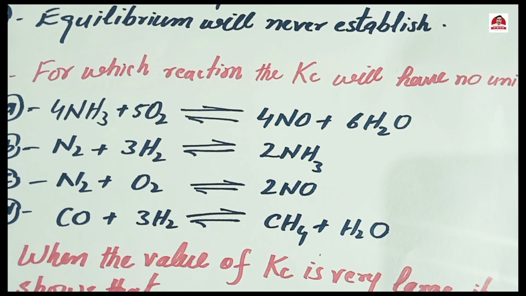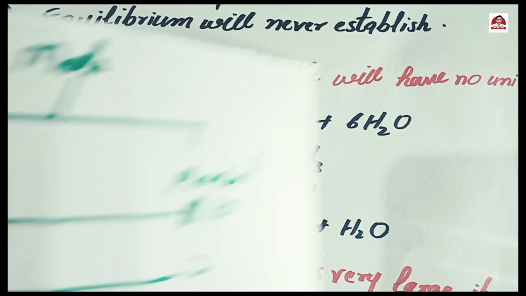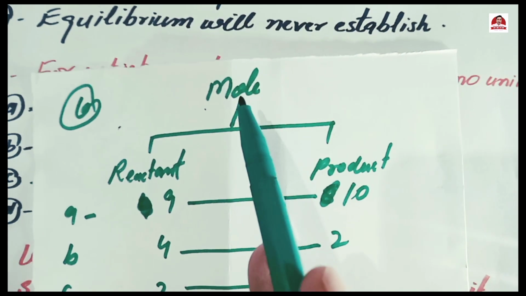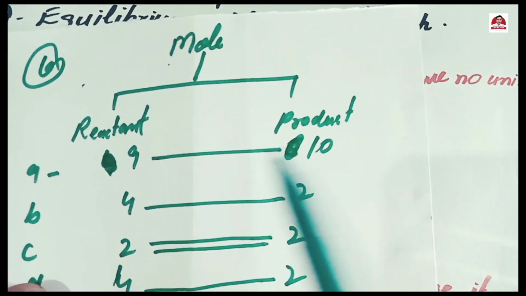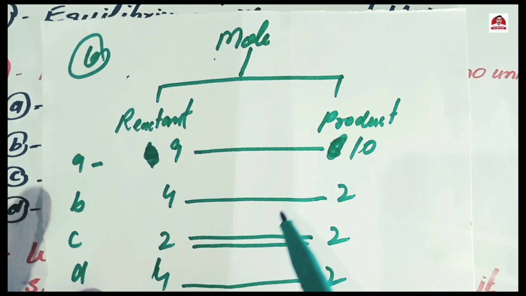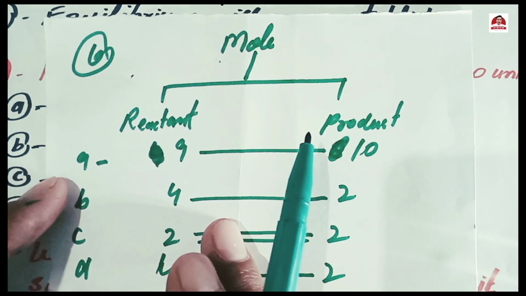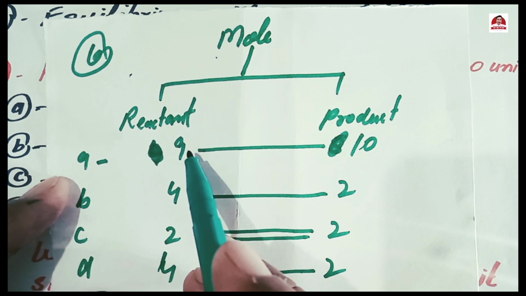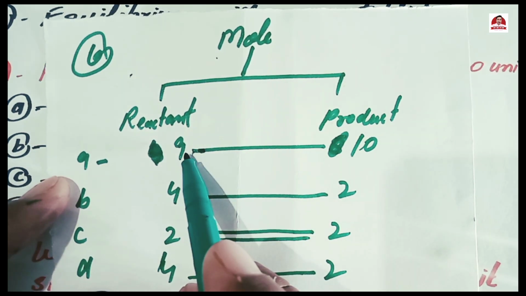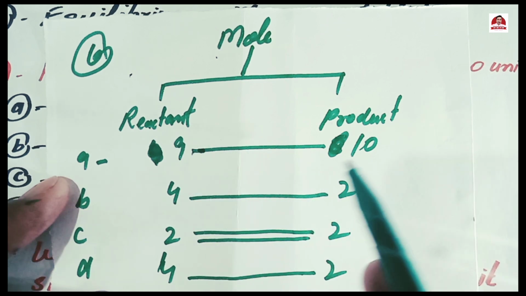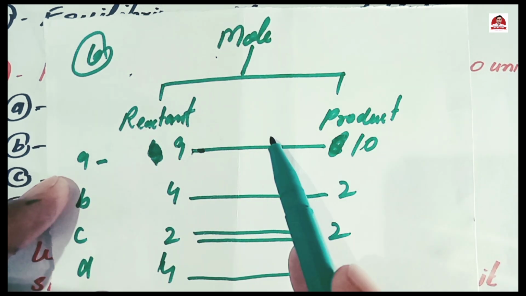As we know, when the number of moles on both sides, on the reactant side and on the product side, are equal, then Kc has no units. So we can see that in option A there are 9 moles of reactant and 10 moles of product, so it is not equal.